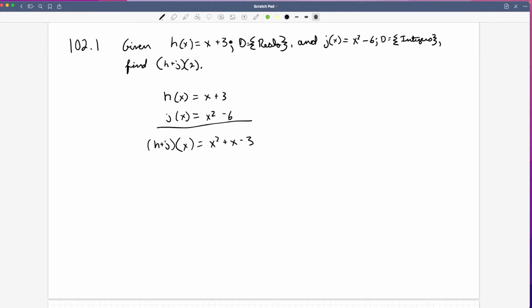Now I'm going to substitute in the x for the 2. You put that right in here. So now I'm just going to use my buckets like I always do. This would be 2 squared plus 2 minus 3. So that would be h plus j of 2 would equal 4 plus 2 minus 3. So that'd be 6 minus 3. So h plus j is equal to 3.